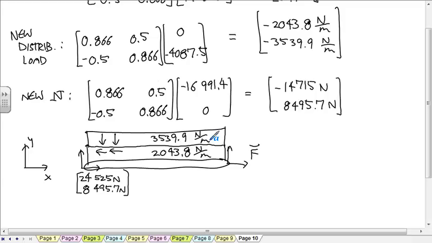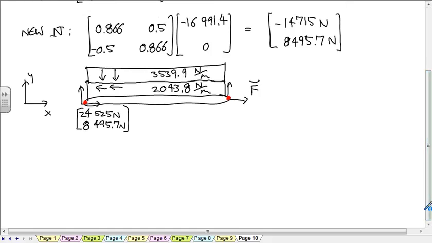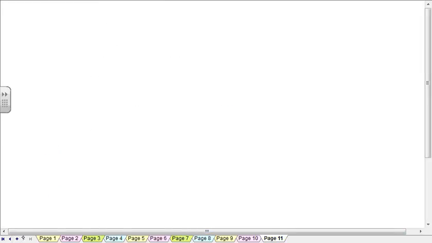How many important points do we have? Just the two endpoints. These functions are constant the whole way. So one here, and so we just have to make one cut. And this is valid for all x values between 0 and 4.8.